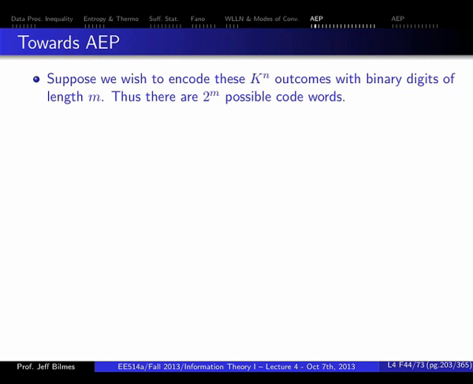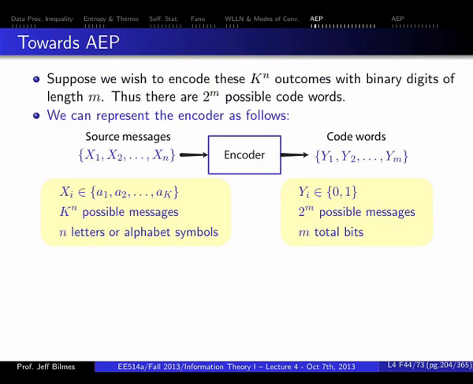So, if we have a length n binary string, then there are 2 to the m possible strings that can be represented. Let's say we have a source message, which is a string of length n of k-ary symbols, and we have some sort of encoder. There are k to the n possible messages. There are n letters or alphabet symbols, and we have an encoder that tries to represent them in code words of length m, with m binary digits. So each one of these is binary. There are 2 to the m possible messages and m total bits.